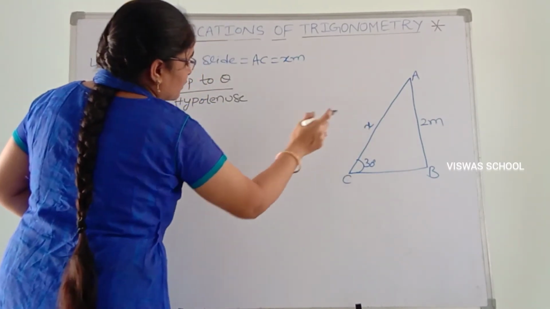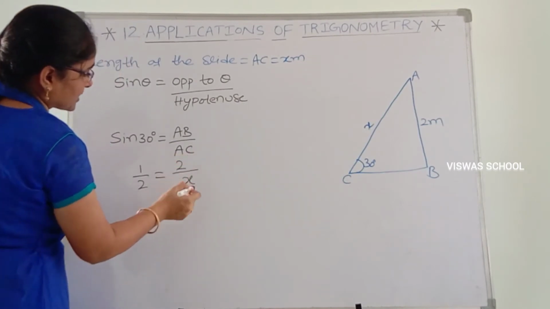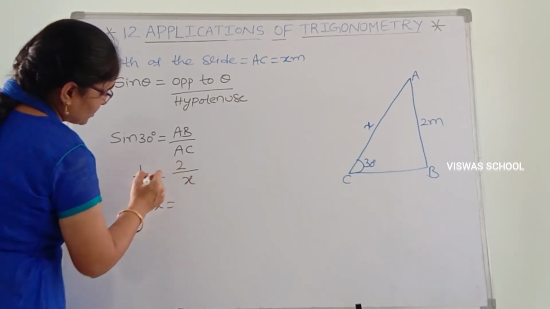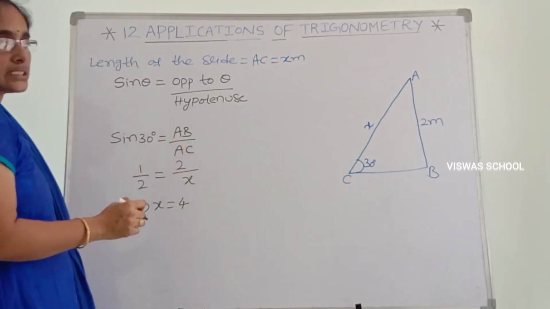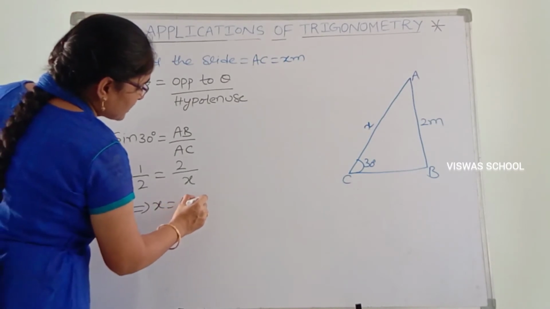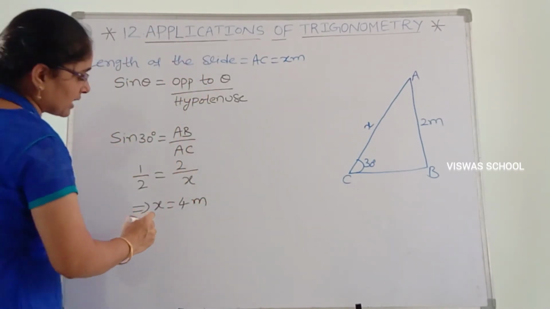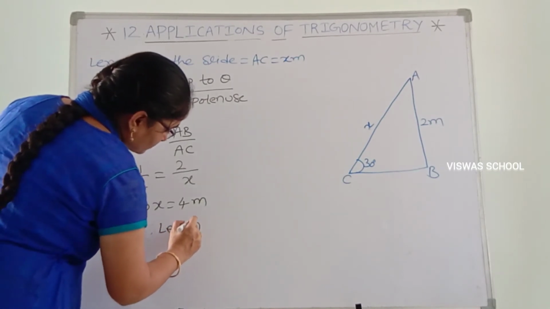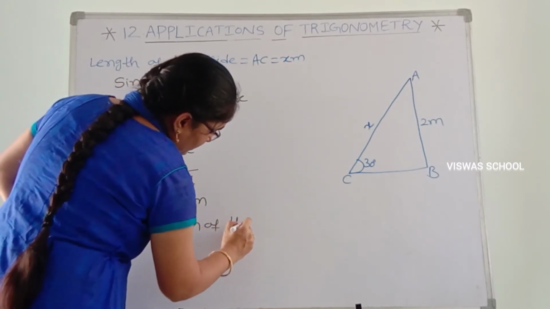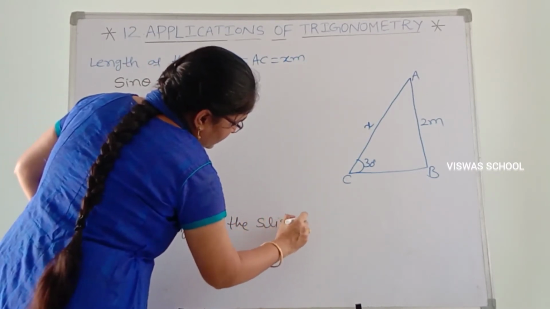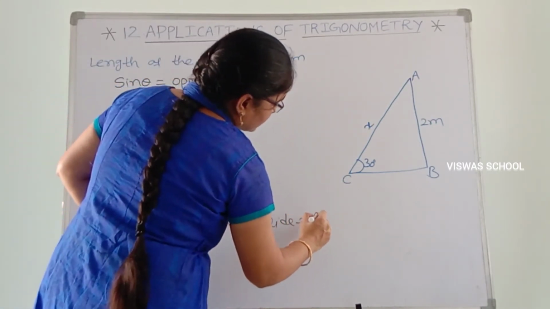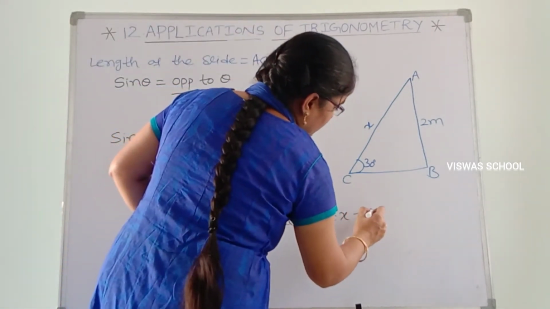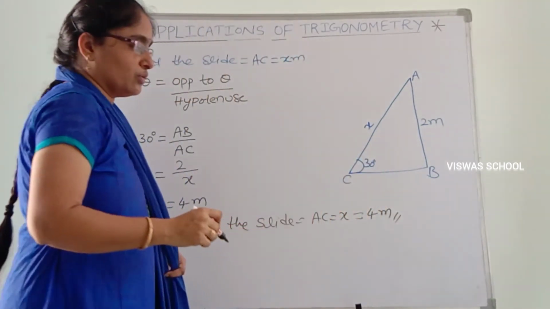And AC is equal to X. 2 by x. By cross multiplication, 1 into x is equal to x, and 2 into 2 is 4. X equals 4 meters. This x means what here? Length of the slide. Therefore, the length of the slide is AC, that is x. The x value is 4 meters.